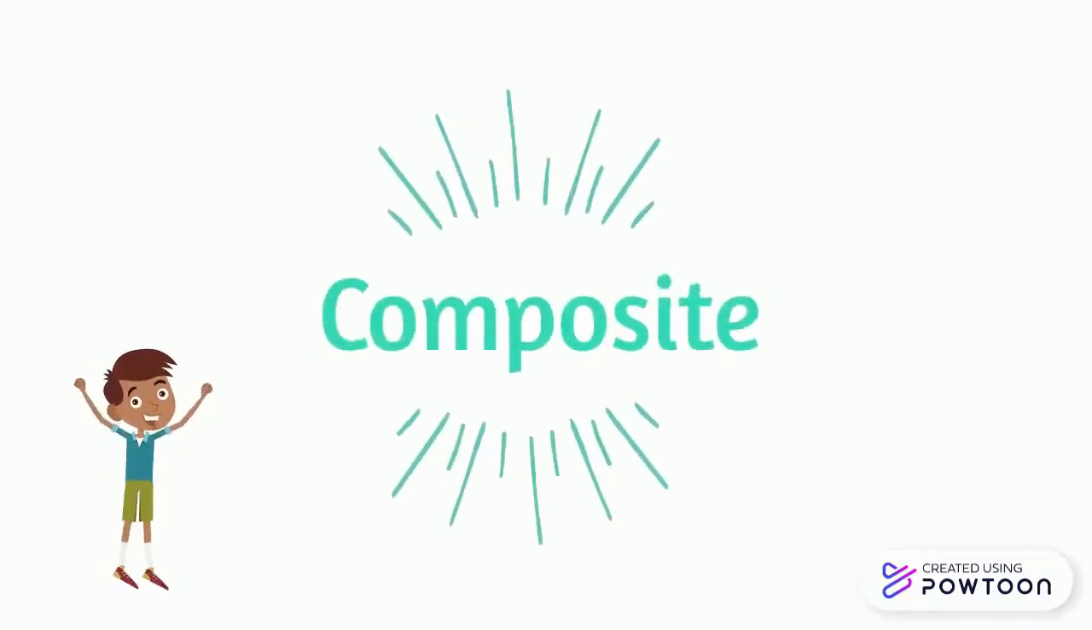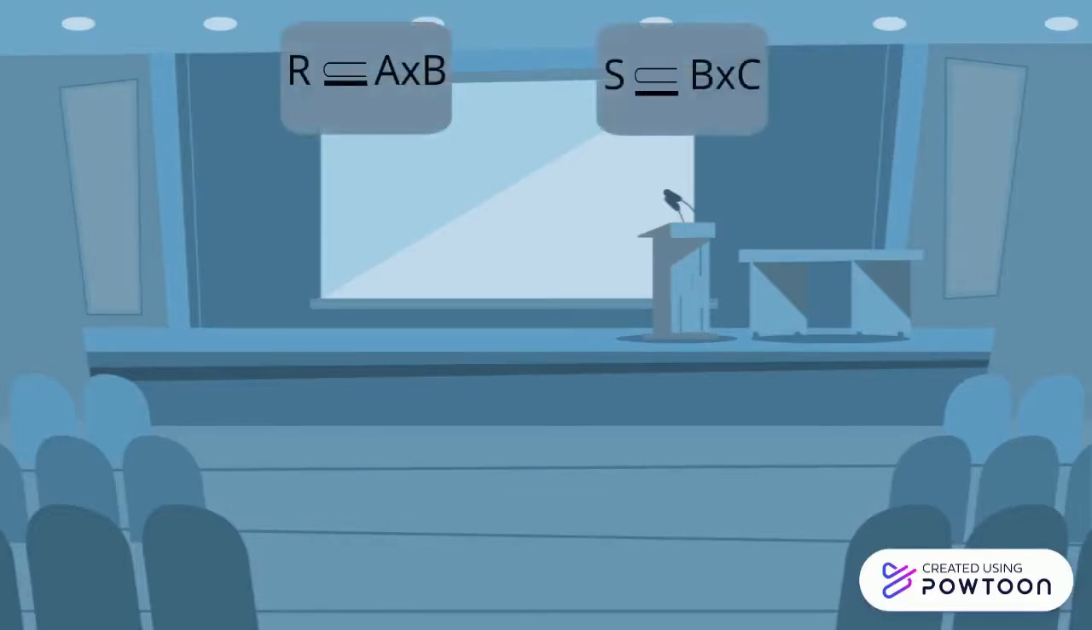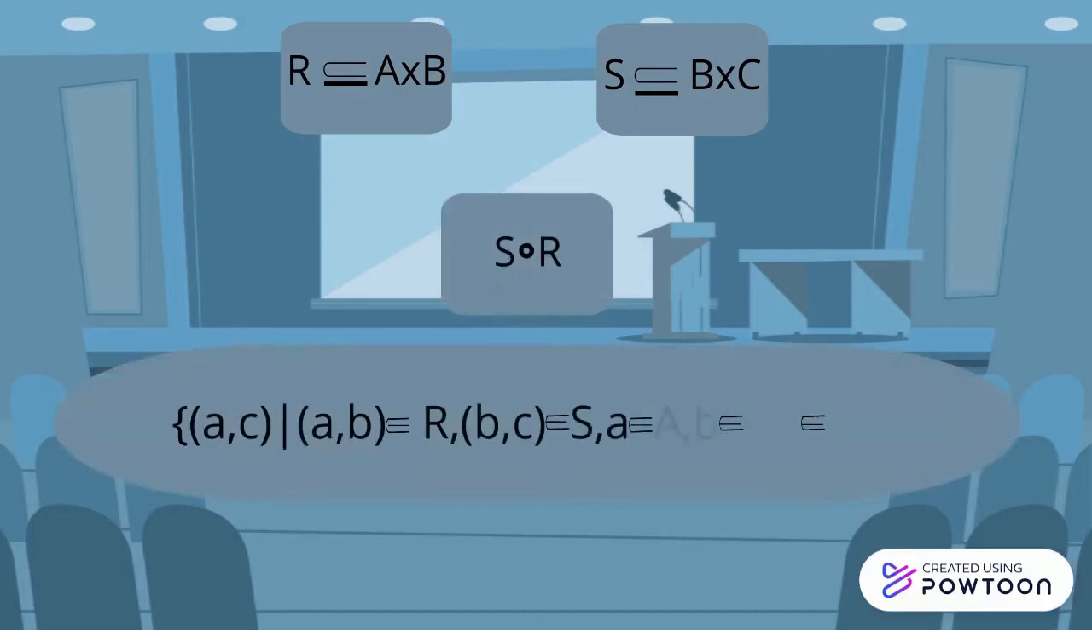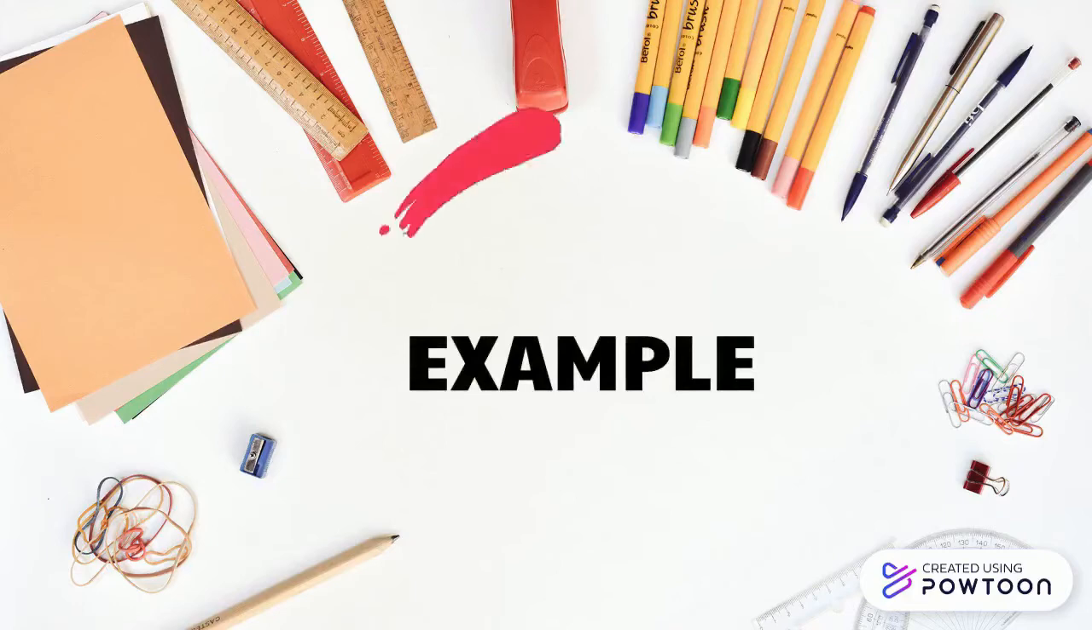Now let's look at composites. Let's say R is a subset of A times B and S is a subset of B times C. The composite of R and S is written as S composite R, denoted as (a, c) where (a, b) is an element of R, (b, c) is an element of S, a is an element of A, b is an element of B, and c is an element of C. To get a clearer picture, let's look at an example.